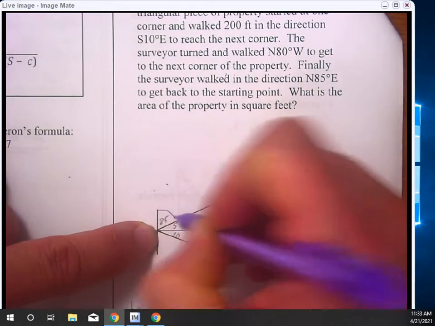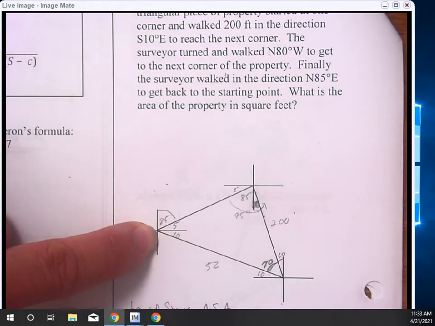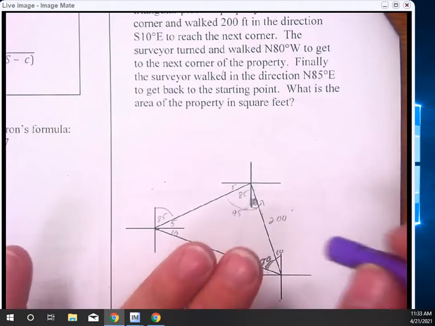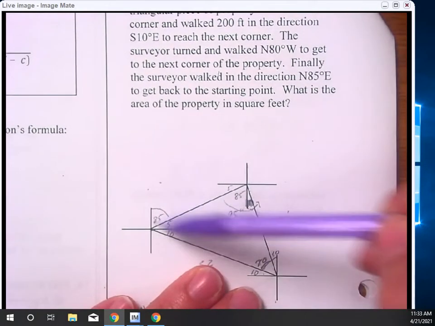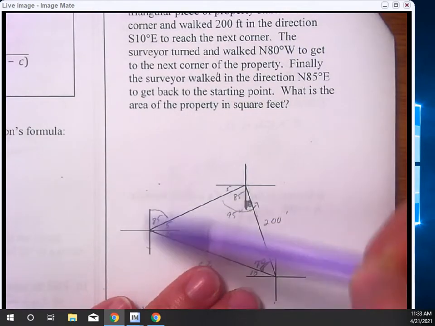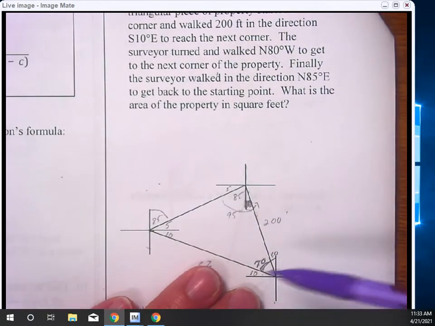Where did you get the number 52? I am not there yet. I'm not at 52 yet. So all you know is he just walked. He's just walking. I'm just reading through the problem, drawing in my lines, putting in the angles that I know.